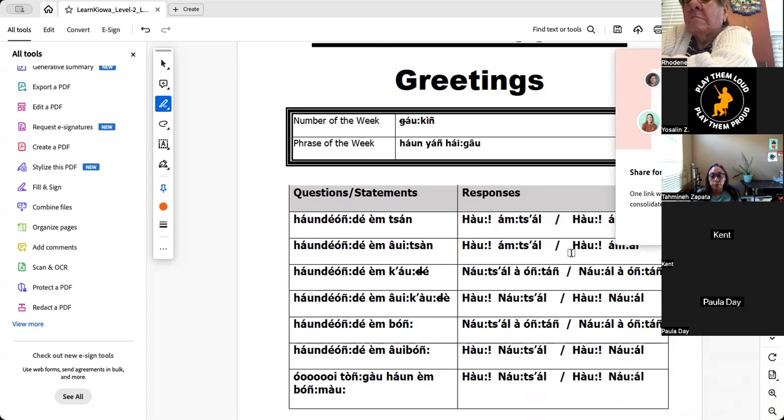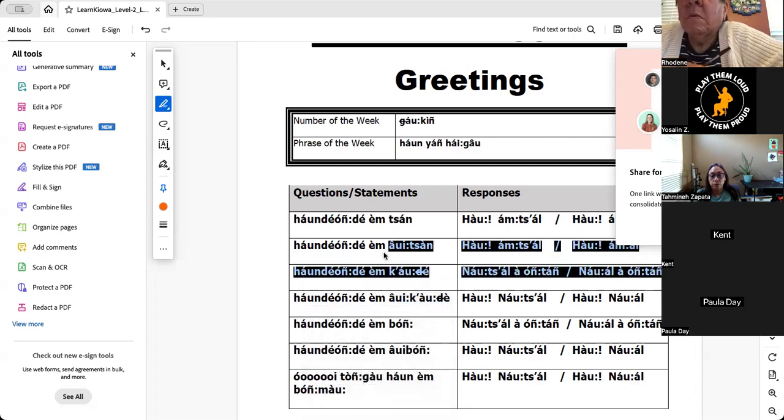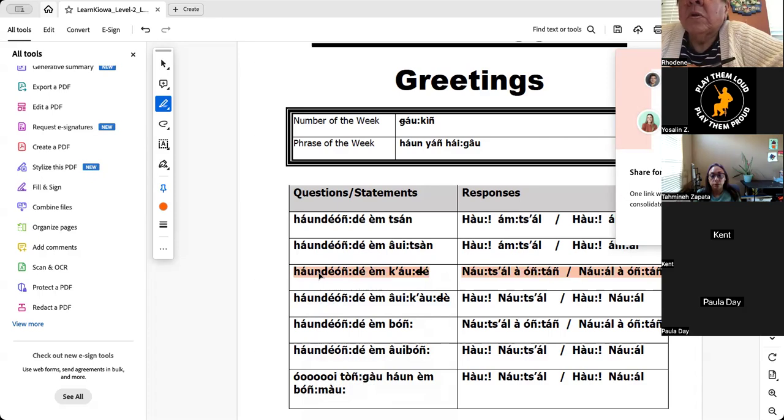The next one, I'm going to highlight it. This means when you meet somebody for the very first time, and it means how wonderful it is that I met you. But you notice the responses can be a little, we can throw those responses in there, make them a little bit more Kiowa sounding. So that's what we've chosen to do in this lesson.